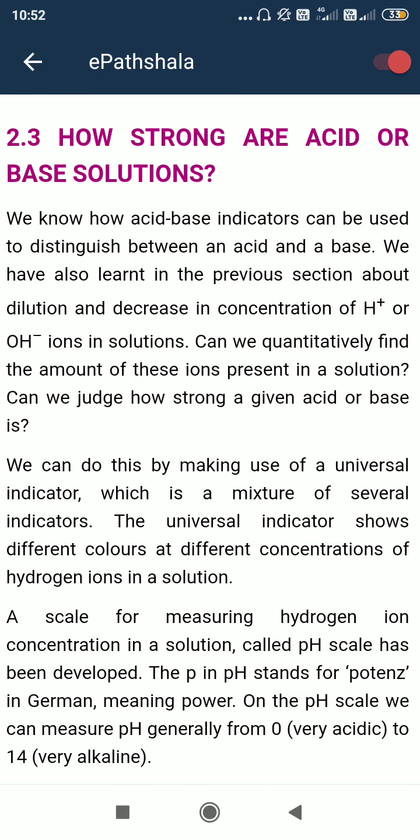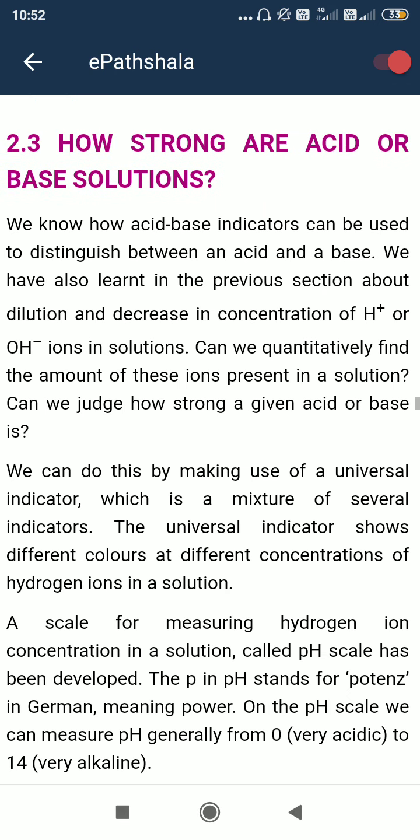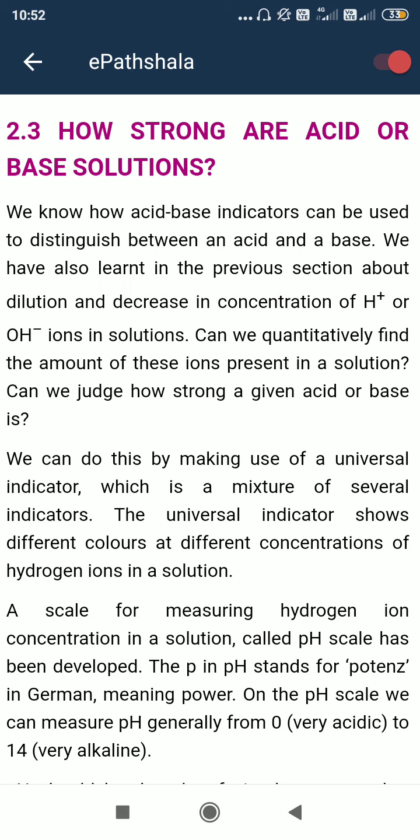So today's chapter is acids and bases. In an earlier class, I discussed some parts of this chapter. So usually acids, bases and salts. Acid means those compounds which can give H plus in the aqueous system or molten state, and those which can give OH minus ion are known as bases. And when acid and base react with each other, they form salt.